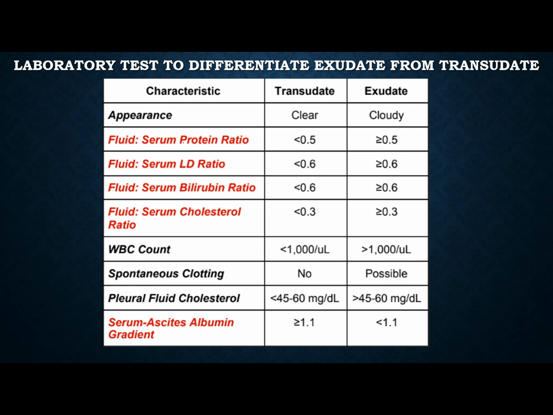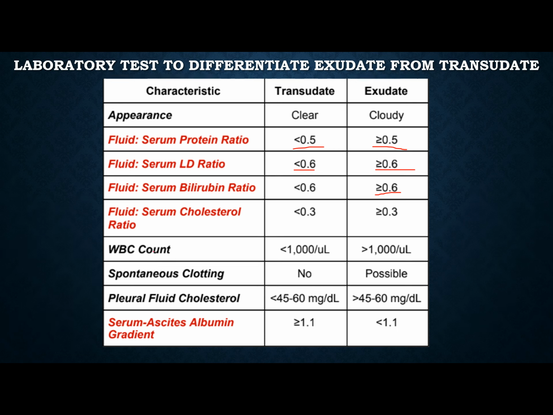So if the fluid to serum protein ratio is less than 0.5, it's a transudate. If greater than or equal to 0.5 class, it's an exudate. If the fluid to serum LD ratio, lactate dehydrogenase ratio, is less than 0.6, it's a transudate. If greater than or equal to 0.6, it's an exudate. If the fluid to serum bilirubin ratio is less than 0.6, it's a transudate. If it's greater than or equal to 0.6, it's an exudate. Then you have your fluid to serum cholesterol ratio. If it's less than 0.3, it's a transudate. If greater than or equal to 0.3, it's an exudate.